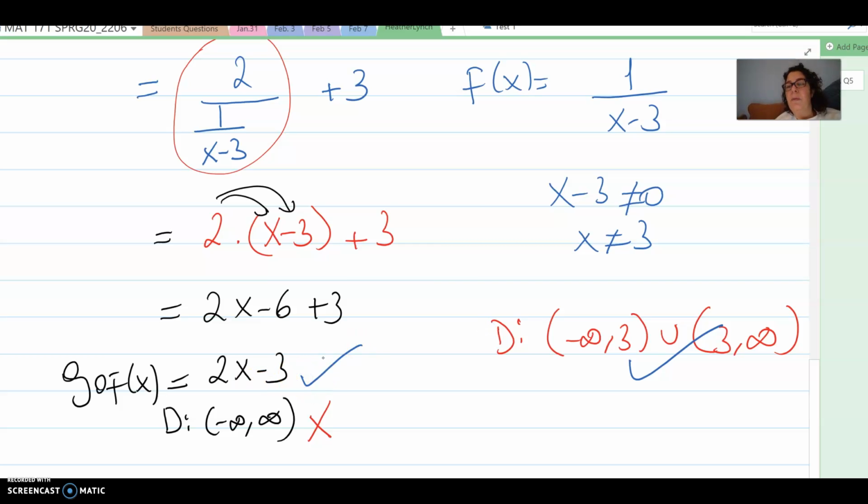So this is what we figured out. Two check marks. We didn't solve. We figured out the domain of g of f of x and the function rule of g of f of x.